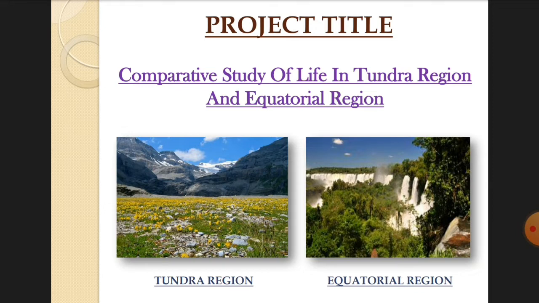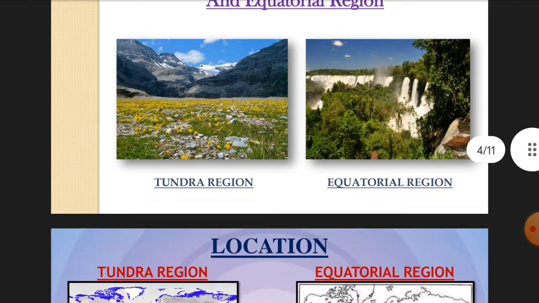Today's video is regarding a geography project which I have done in the comparative study of Tundra and the Equatorial region. Tundra region and Equatorial region are two very well-known natural regions of the earth and both are very contrasting to each other. So let's see how we can get a comparative study of life in these both regions.